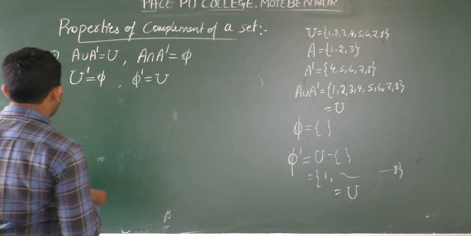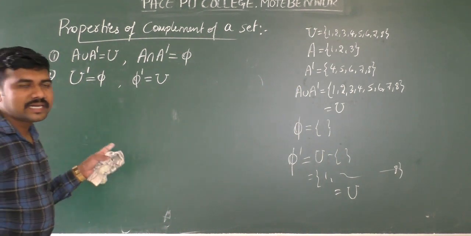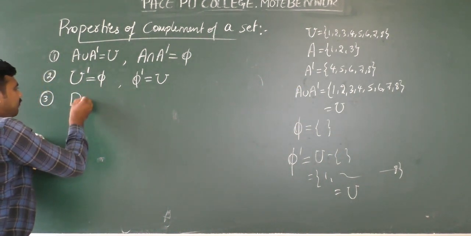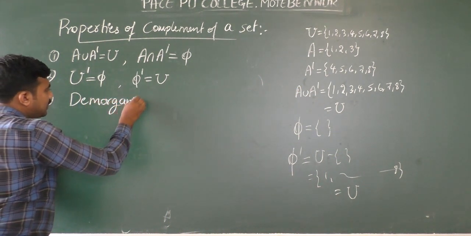Now the next property, a very important rule that we studied already and also verified, is De Morgan's law.